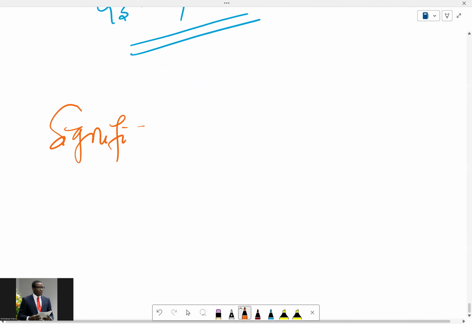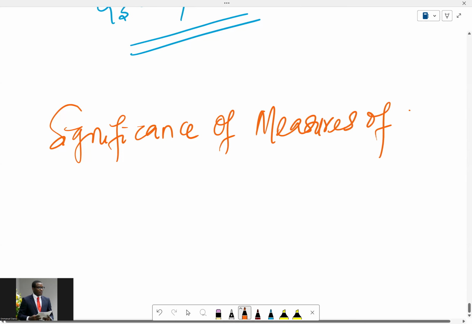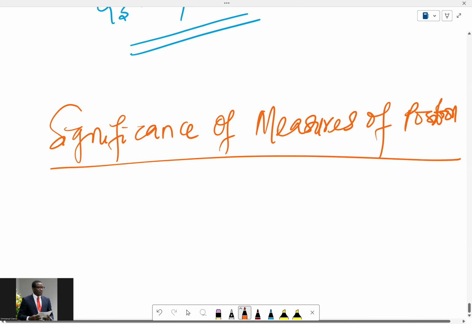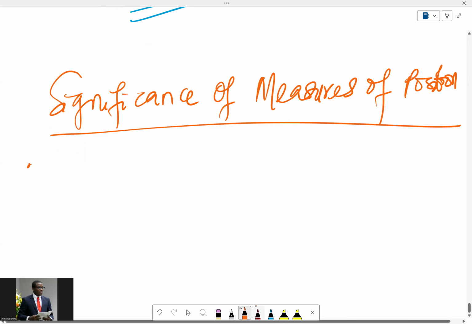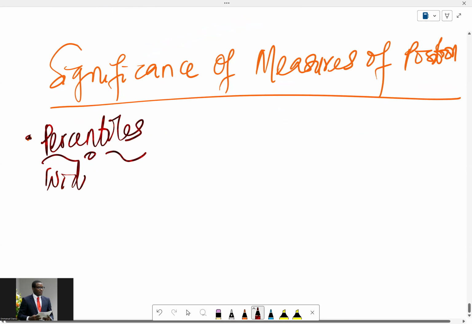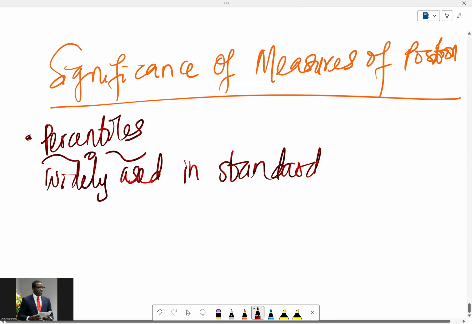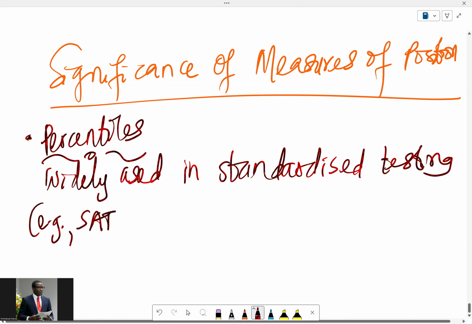What's the significance of percentiles, deciles, and quartiles? Significance of measures of position. Okay. So first, let's start with percentiles. So just like I said before, they are widely used in standardized testing, e.g. in SAT, that's Scholastic Aptitude Test. That's like the exam you need to write to get into undergraduate studies in the US and maybe Canada, I think, especially the US.